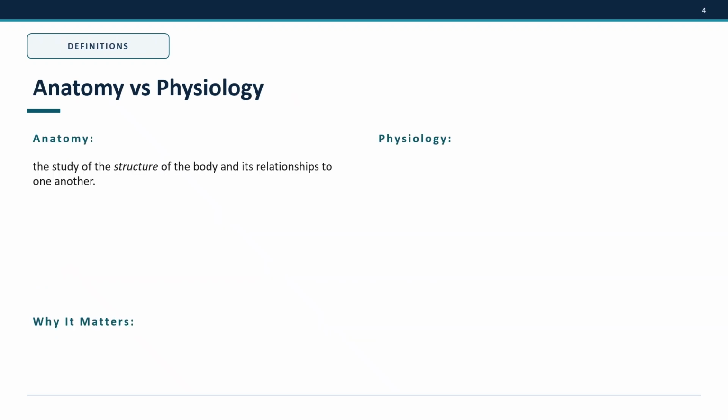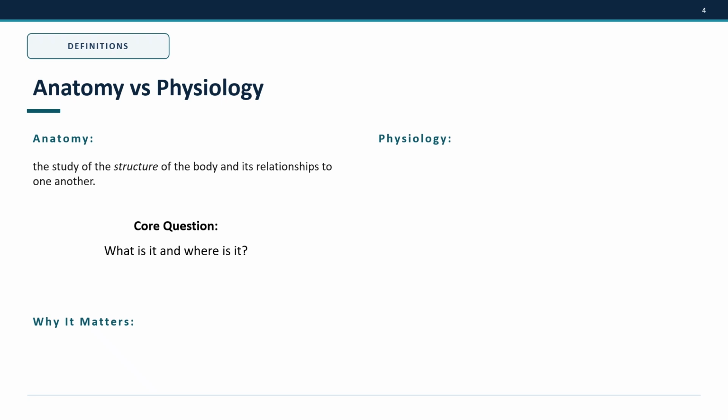All right, so let's start by comparing anatomy versus physiology. Anatomy is the study of the structure of the body and its relationships to one another. The core question that it asks is: what is it and where is it? You have right sides and left sides. You have different directional terminology, and I'm jumping ahead a little bit on this, that can help explain the relationships to one another. So for example, I can point to my right shoulder.